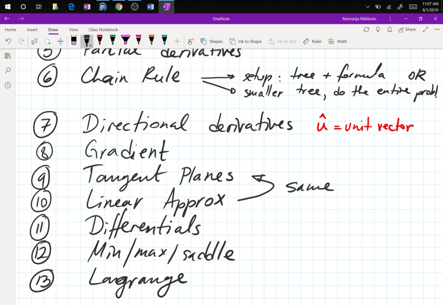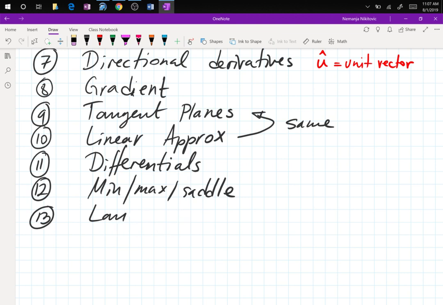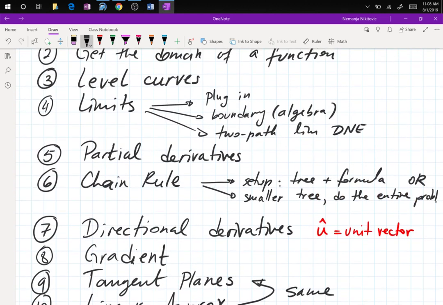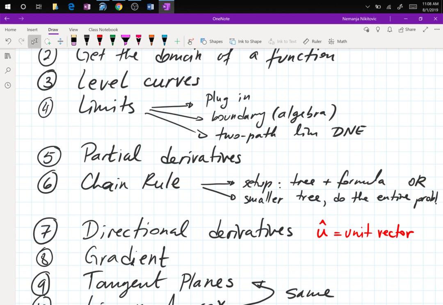So there are these 13 skills. Lagrange, word problem. So 13 skills in 8 sections in one chapter, where 8 and 9, so it's technically 12, because tangent planes and linear approximation is the same thing. So technically 12.